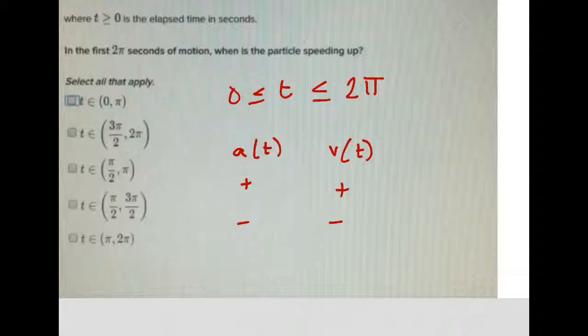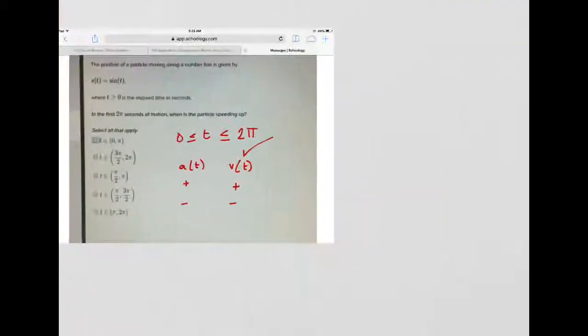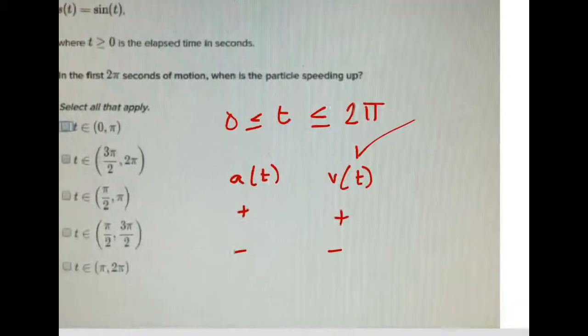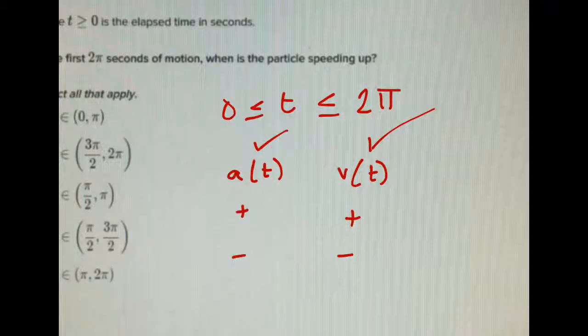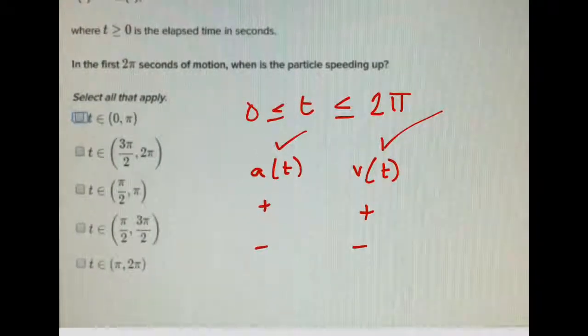So, what we need to do to solve this problem is first figure out the velocity function by taking the derivative of sine of t, then find out the acceleration function by taking the derivative of velocity, and then set those equal to 0 and make a sign chart for each, and then see where they overlap. So that's what I'm gonna do.